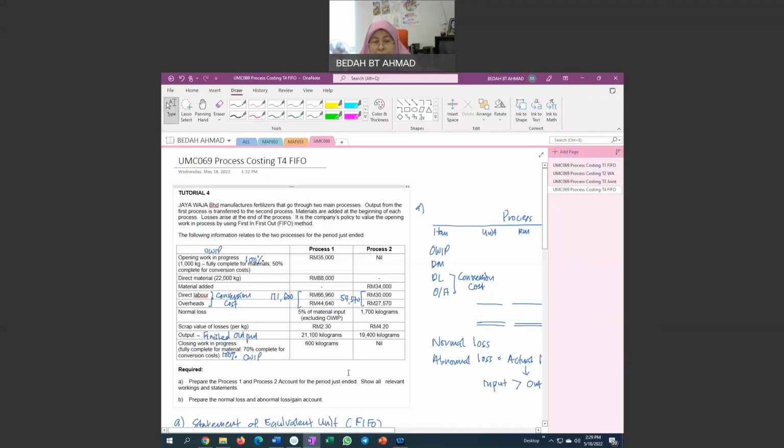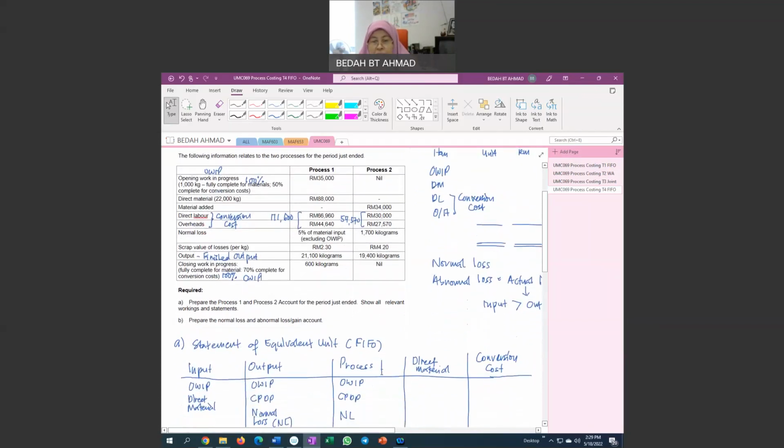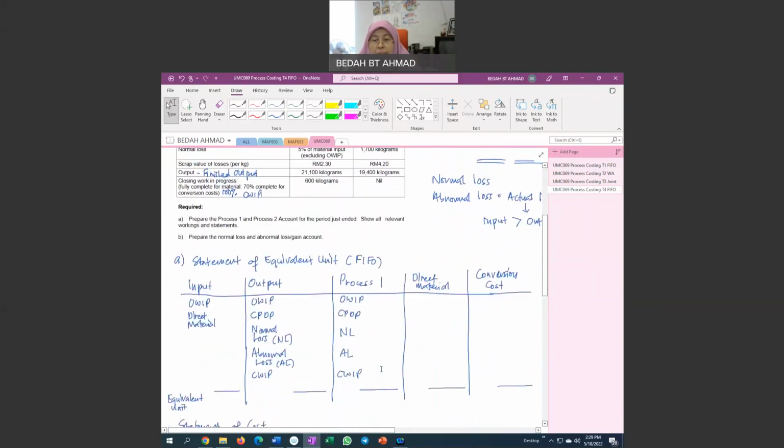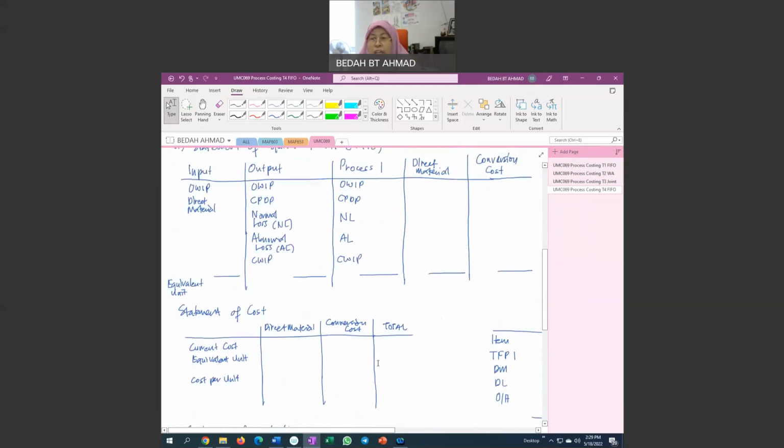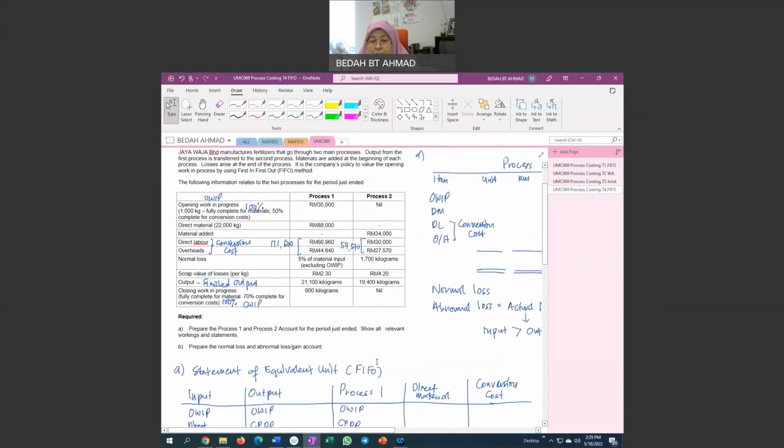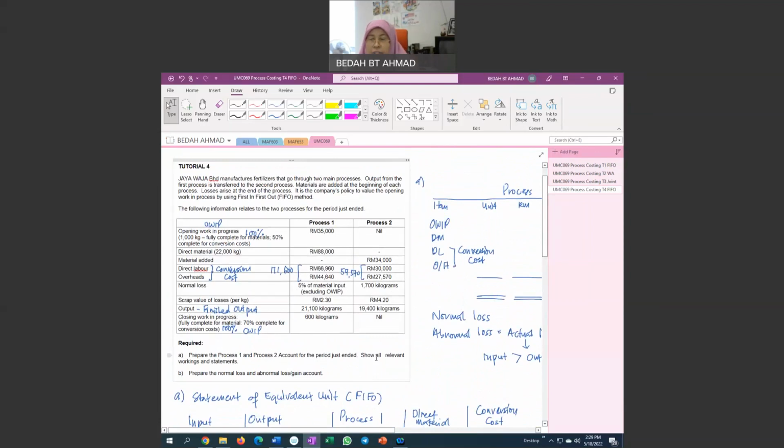Required here: prepare the process 1 and process 2 accounts and show all relevant workings and statements. The statements I have prepared here are the statement of equivalent units, the statement of cost, and the statement of evaluation. I have already prepared the statements and accounts for us to record the transactions. Now we start with our process 1 account.